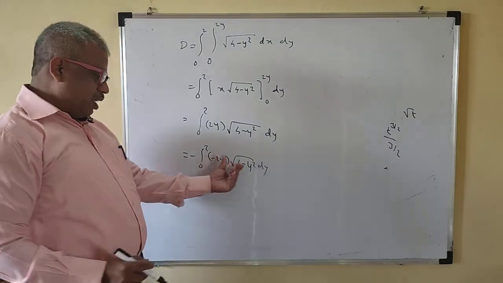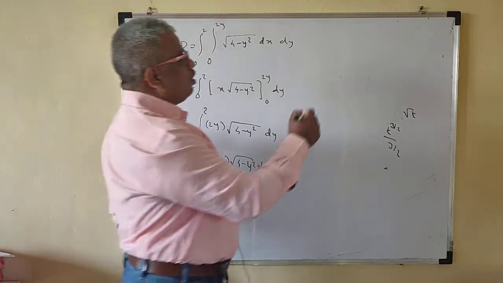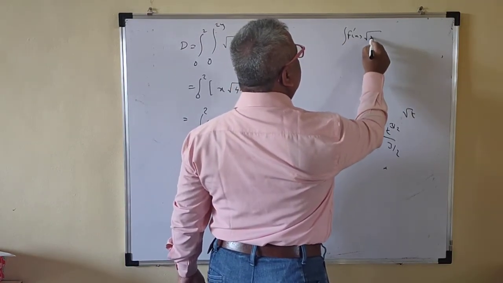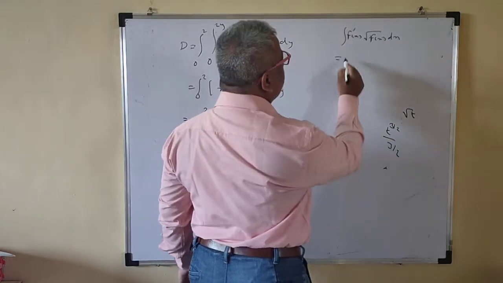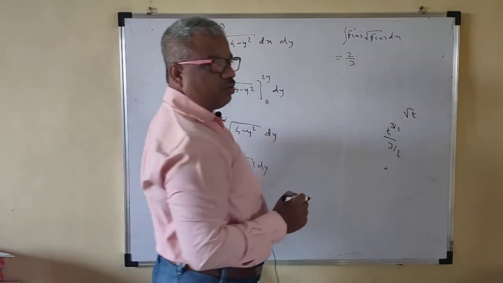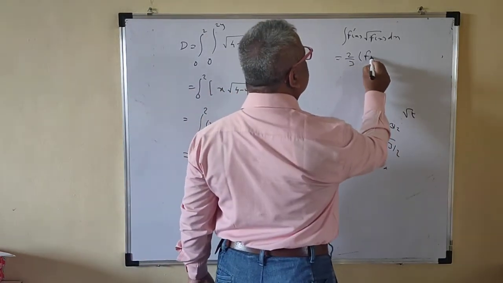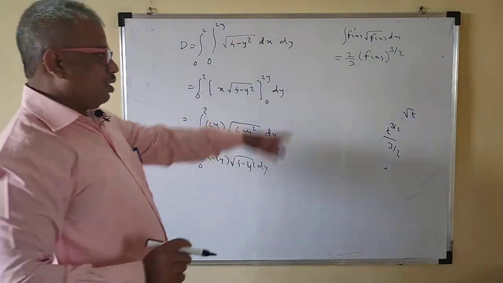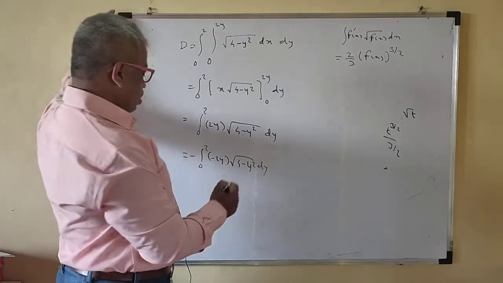So what happened here? There is no need to use substitution, right? This is of the form f dash x root of f of x. Write this formula. So 2 by 3 times f of x to the power 3 by 2. This will be your formula, power 3 by 2 and 2 by 3. So use this formula here now.